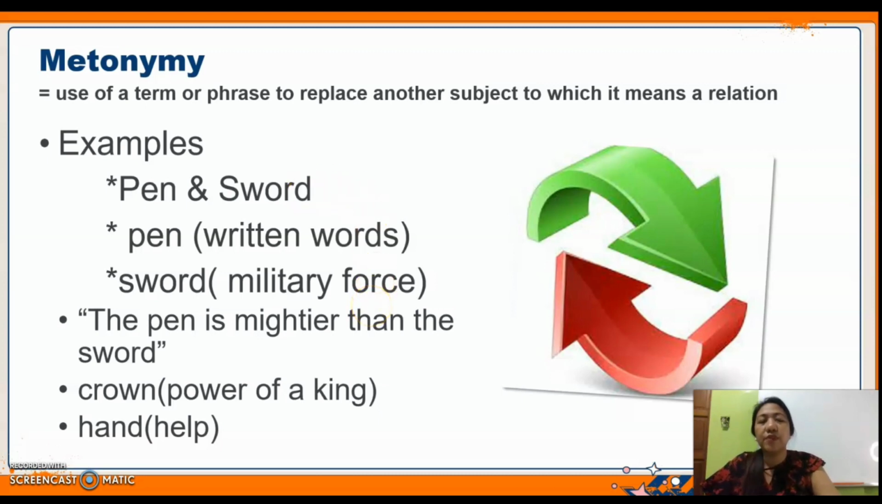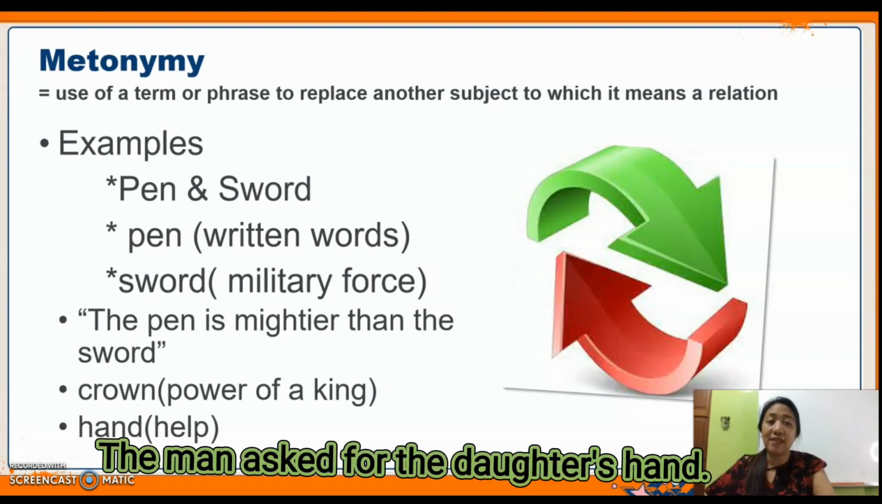Another one is crown. Crown now replaces the power of a king. And hand replaces help. Now the question is, why is it that you said that synecdoche talks about a part of the whole and hand is a part of the body? It really depends upon how it is used in the sentence. So if you use hand as synecdoche, example, the man asks for the doctor's hand. Okay, it doesn't mean that the man asks for a hand literally, but it means the whole person in marriage. So that is now synecdoche.